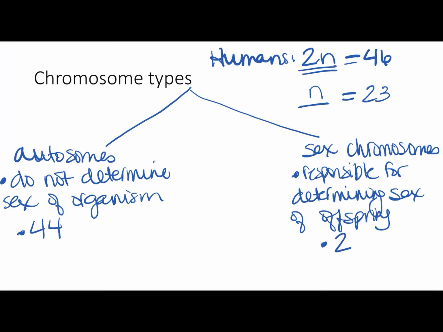Different organisms have different numbers of chromosomes, but organisms that reproduce sexually are only going to have 2 sex chromosomes. The remainder of their chromosomes are going to be autosomes. When germline cells reproduce by meiosis to form gametes, in these haploid cells, there's going to be 22 autosomes and 1 sex chromosome.